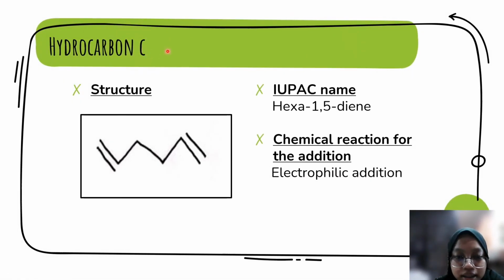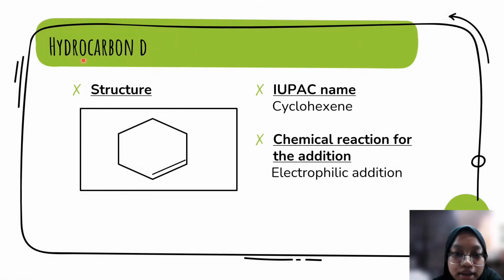For hydrocarbon C, the structure is like this, and based on this structure, its IUPAC name is hexa-1,5-diene because the two double bonds are attached at carbon number 1 and carbon number 5. Its chemical reaction here is electrophilic addition.